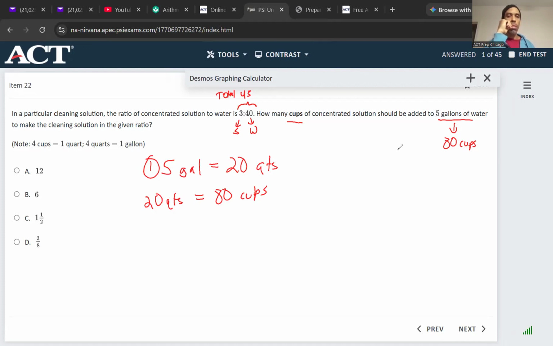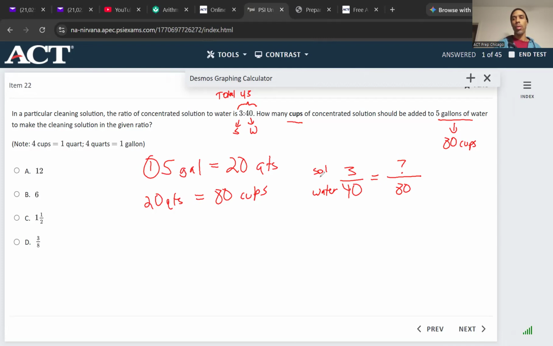Okay, let me think about this. Solution. Oh, I could use the same thing, ratio. So solution to water is 3 to 40. And then, right, that's easy. So if solution to water is 3 to 40, and we have 80 cups of water, then how many cups of solution? Well, that'd just be 6, right?